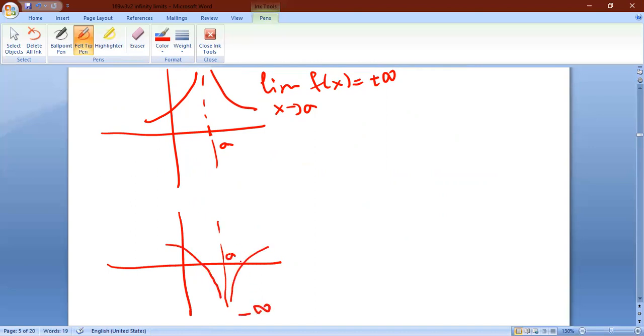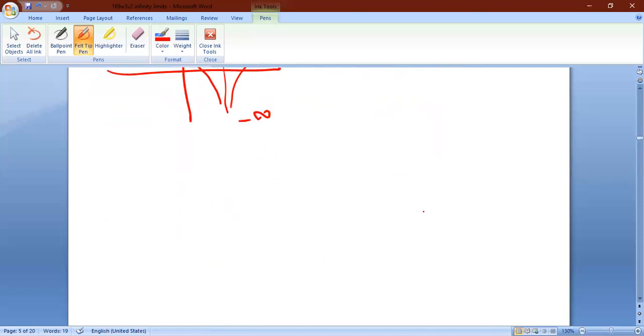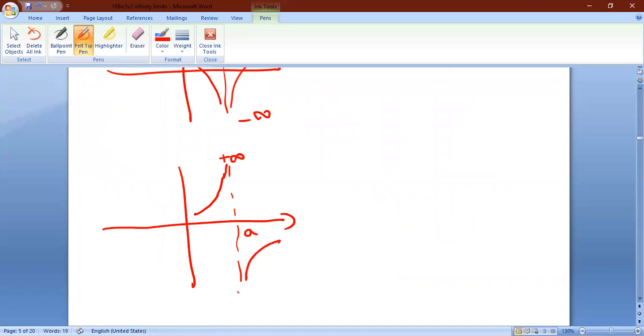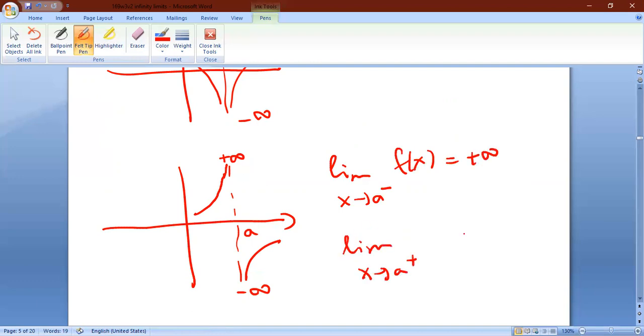Well, when we approach a, the function goes to negative infinity, so we say this. But sometimes you can have crazy situations like these. Let's say this one goes to plus infinity on one side and then to minus infinity on the other side. So you may have different infinities from each side. We can write this as: from the left it's plus infinity, from the right it's minus infinity.